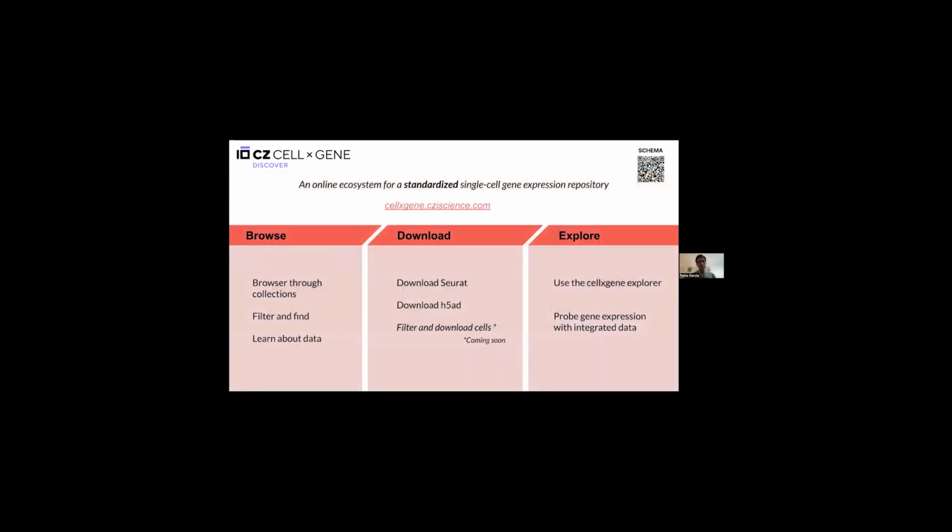There are three main things that you can do in the portal. You can browse data to find any data of interest for you. You can download that data in the two main different formats that are currently used in the single cell field. And then you can use some online tools to do basic explorations of that data. And I'll go into each of these different buckets and explain a little bit more as to what this means.